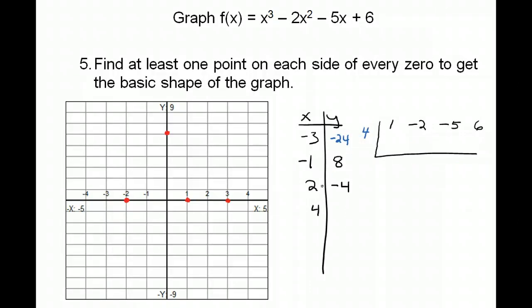Alright, I'm going to try 4 in here and see what happens. I put a 1, multiply and get 4, add and get 2, multiply and get 8, add and get 3, multiply and get 12, and get 18. That means when I put 4 into my equation, I get 18 out. Now that lines up with what I already know, because I know that when I'm out here at the negatives, I should be way down here, going to the left, and as I get out to the positives, I should be going up and to the right. So let's plot those points and see what our graph looks like.